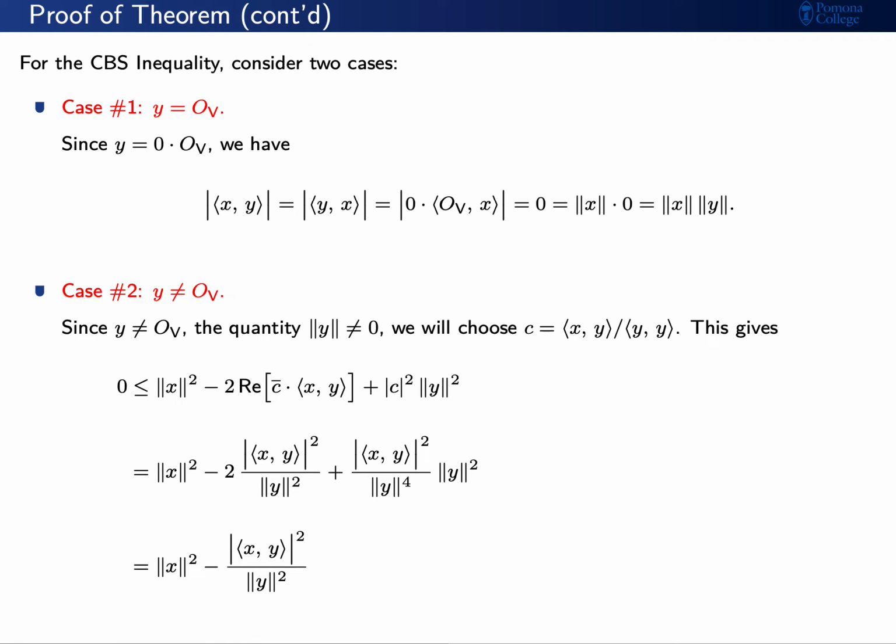Let's consider the next case where y is not the 0 vector. Again, we'd like to prove the CBS inequality. Now it's a matter of choosing our c from the previous slide in a clever way. We'll choose it to be the ratio of the inner product of x with y divided by the inner product of y with y. Putting this together, we see that 0 is less than or equal to the norm of x squared minus the square of the absolute value of the inner product of x with y divided by the square of the norm of y. Bringing everything to one side, we then see that the square of the absolute value of the inner product of x with y is less than or equal to the square of the norm of x times the square of the norm of y.